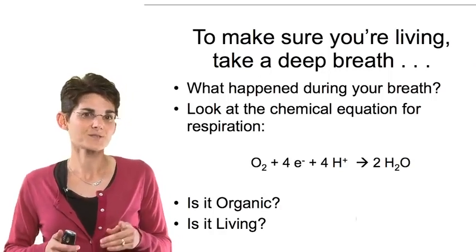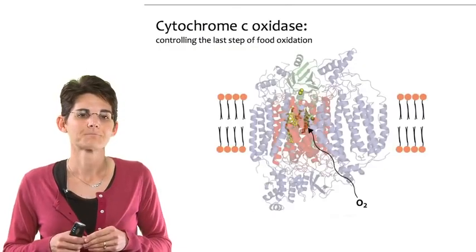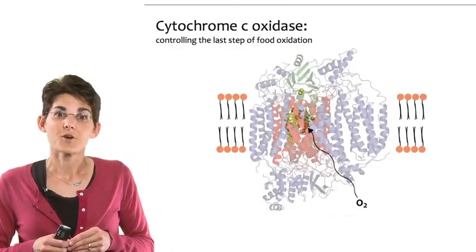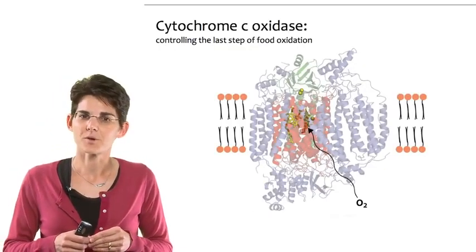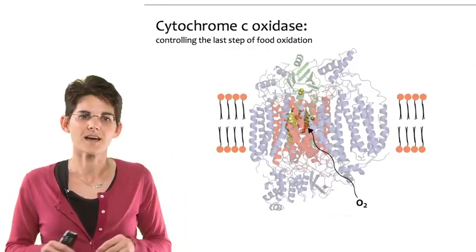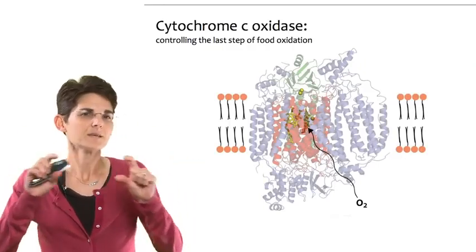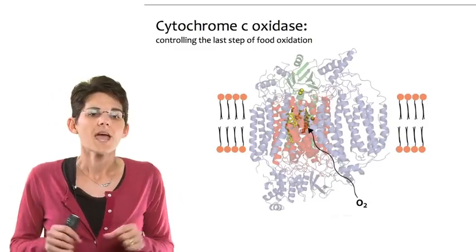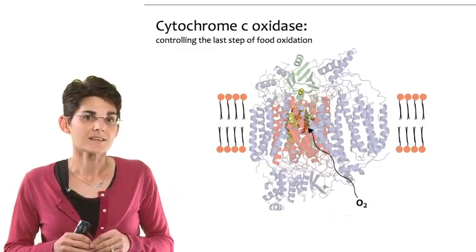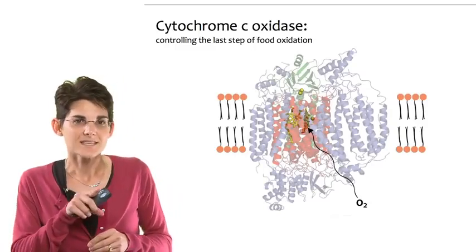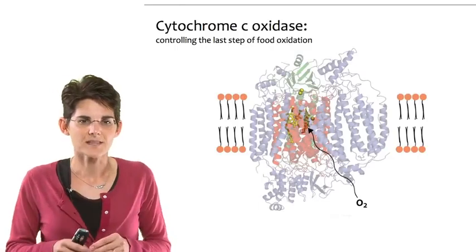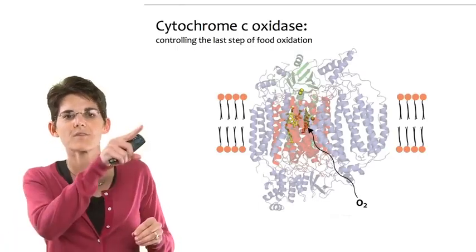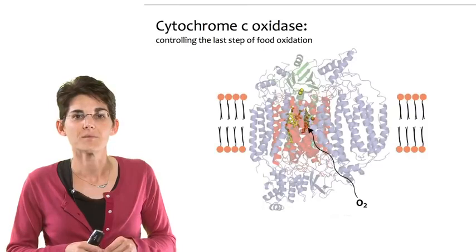Now let's take another look at this reaction in terms of where it happens. So here's a protein called cytochrome C oxidase. It's a membrane protein. That's what those squiggly lines are on the side with the orange dots. That's the lipid membrane of your mitochondrion. And that big protein is cytochrome C oxidase. And if you zoom into the center, you'll see a couple other things in there. You'll see the O2. You can see where that goes into the middle of the protein.